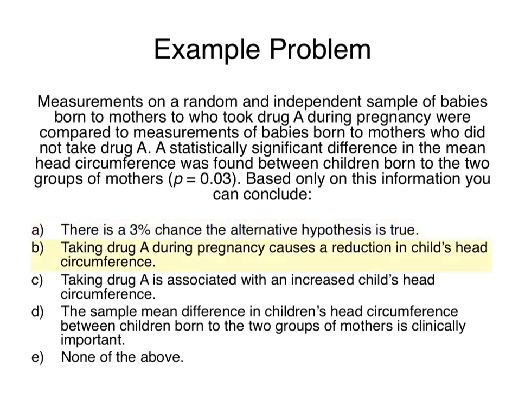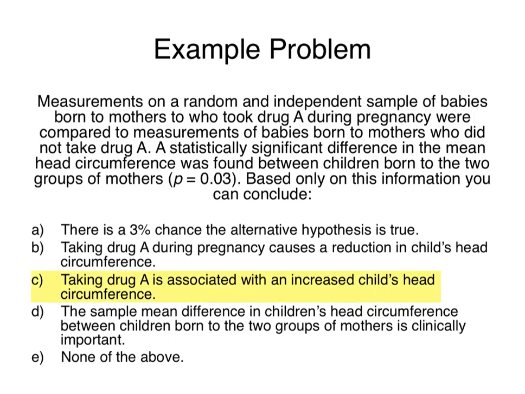The next one was taking drug A during pregnancy causes a reduction in child's head circumference. So first, we can never say causes based on a statistical test using observational data, only that you have evidence to support the alternative hypothesis. Also, based on the information provided, we don't know whether drug A is associated with higher or lower head circumference, only that there's a statistically significant difference in head circumference for children from the two groups.